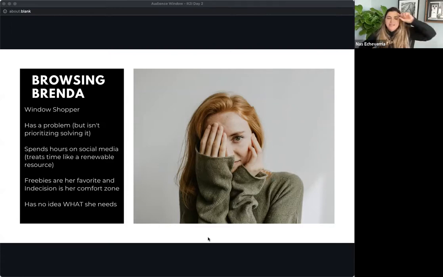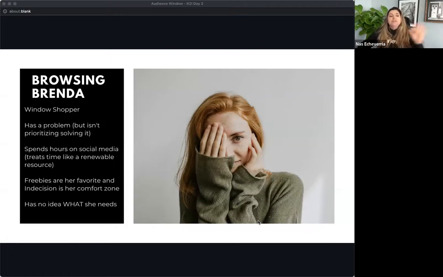But Browsing Brenda is a window shopper. Okay, she's got a problem, but she's not really prioritizing it. She's kind of like, I need a dentist, but not right now. It's not that big of a deal. She hangs out in every group. She's soaking up as much information as possible. She spends hours on social media, and she treats her time like it's a renewable resource that she can never run out of.